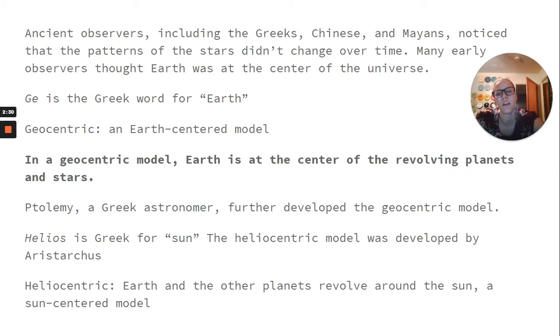And then we have helios, which is Greek for sun. The heliocentric model was developed by Aristarchus. So heliocentric means Earth and the other planets revolve around the sun. So it's a sun-centered model. So we have geocentric is an Earth-centered model. Heliocentric is a sun-centered model.